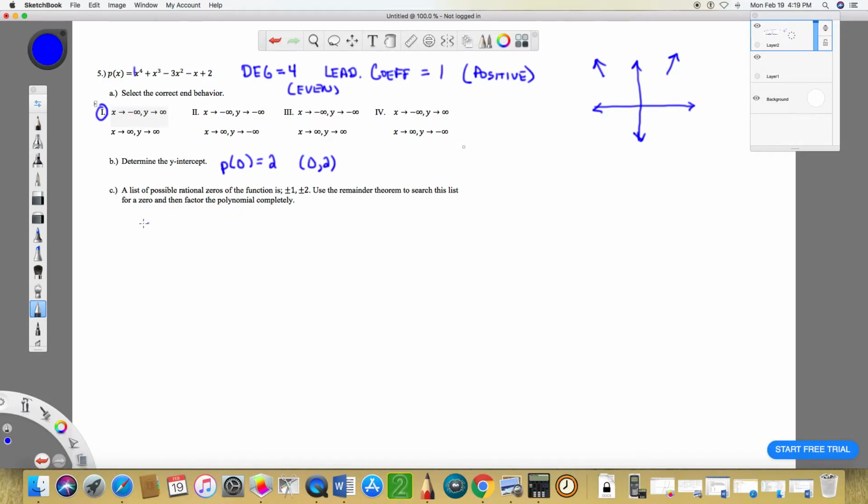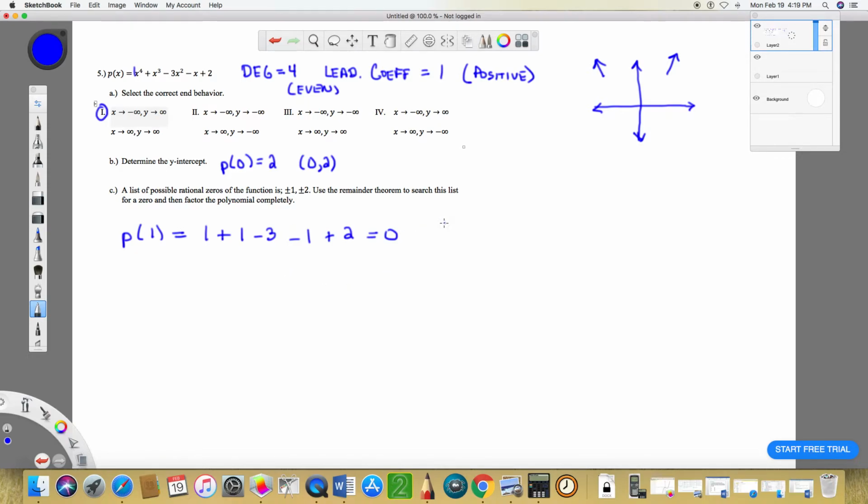So we're looking for zeros. Whether we use synthetic division or plug it in, let's just go ahead and plug it in. We'll have 1 plus 1 minus 3 minus 1 plus 2. And that happens to be 0. So we got lucky and we found it right away. We won't always be so lucky.